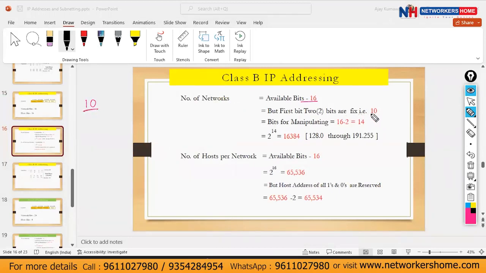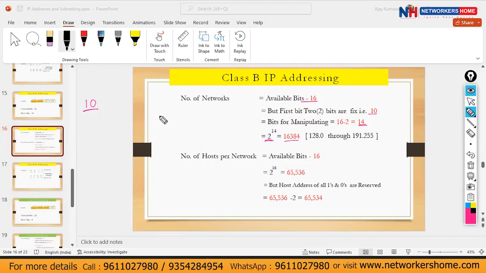So we'll have to reduce these 2 bits, and the total bits we will be having is 14. So the number of networks you can design in your class B is 2 raised to power 14, meaning 16,384. These are the number of networks you can design in your class B. If you want to know how many hosts are there in one network, how many addresses will be there.